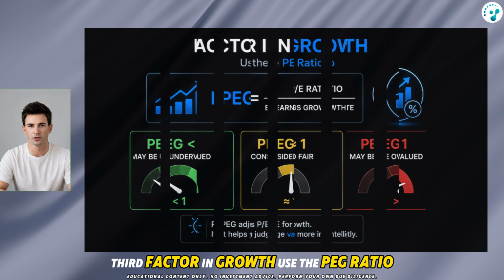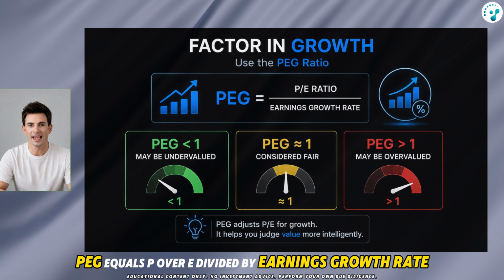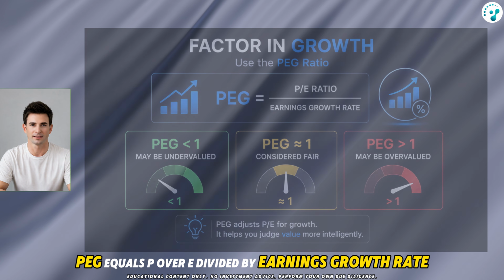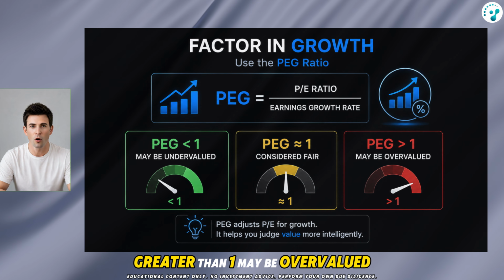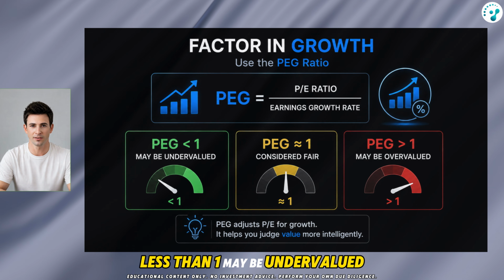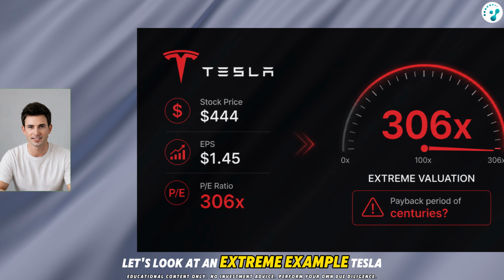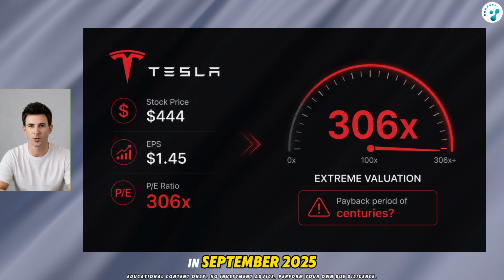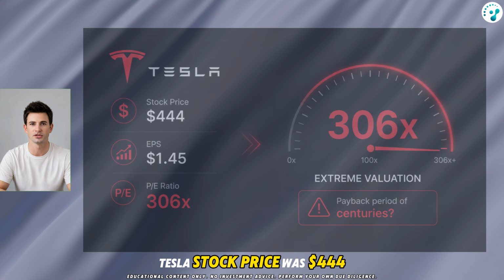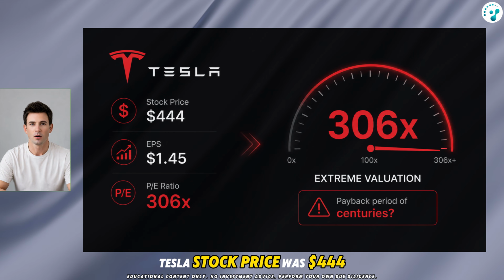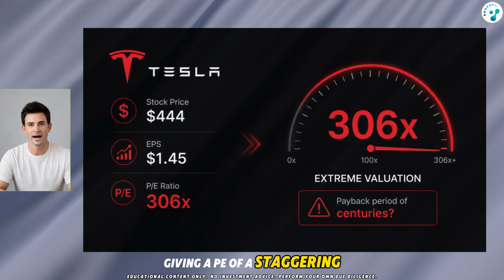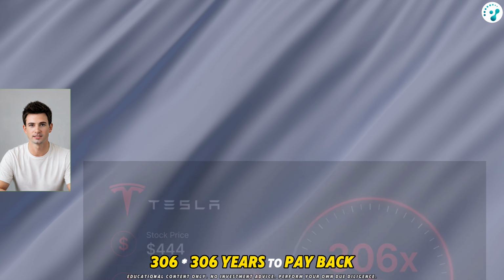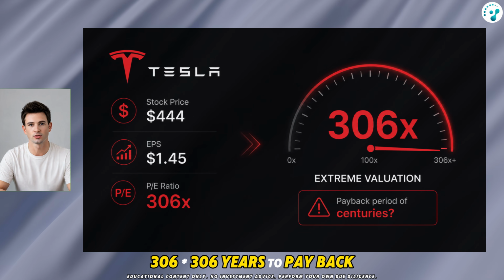Third, factor in growth. Use the PEG ratio. PEG equals P over E divided by earnings growth rate. PEG approximately equals 1 is considered fair. Greater than 1 may be overvalued, less than 1 may be undervalued. Let's look at an extreme example. Tesla. In September 2025, Tesla's stock price was $444, with EPS of $1.45, giving a PE of a staggering 306 times. 306 years to pay back?